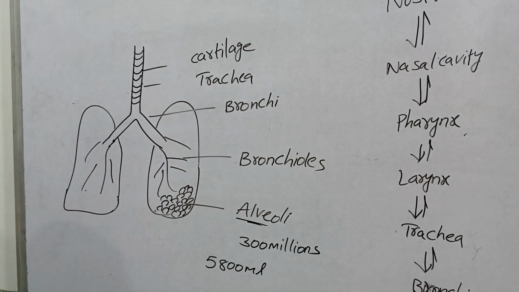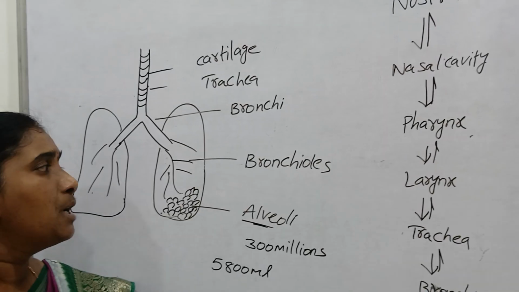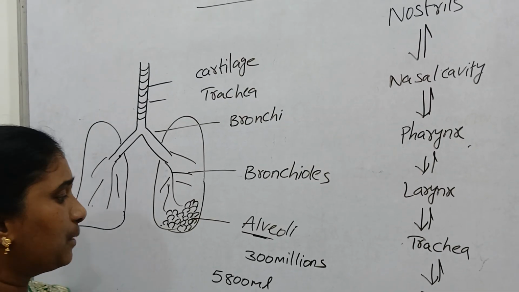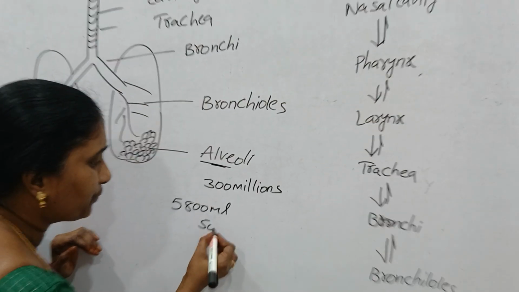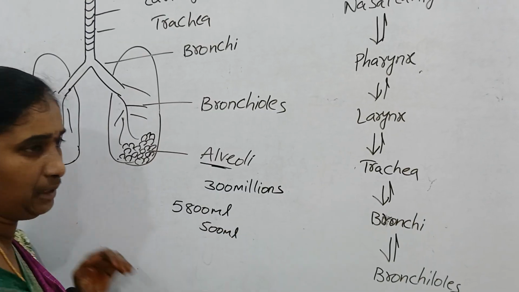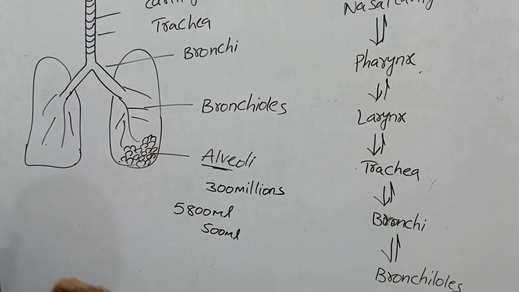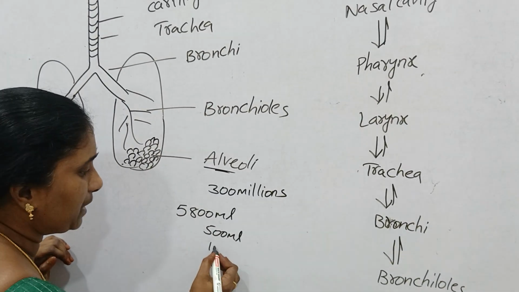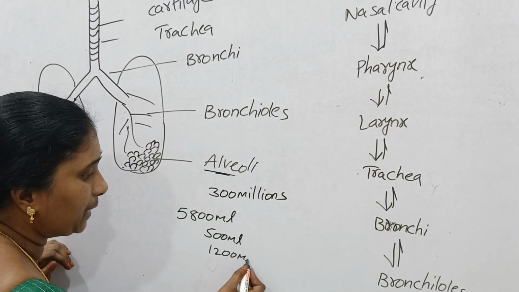So our total lung capacity is 5800 ml. But in each inhalation we will breathe only 500 ml of air. 500 ml of air only we will take in each inhalation and exhalation. 1200 ml of air will remain in our lungs only.